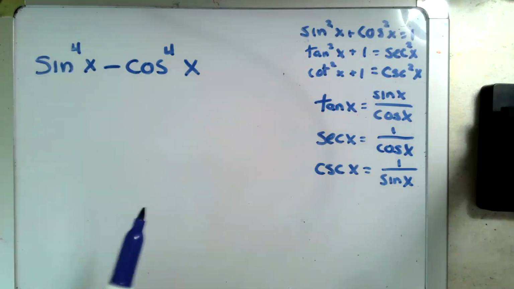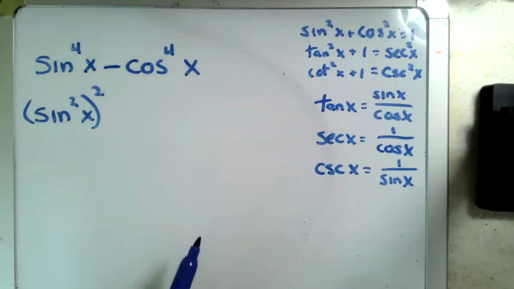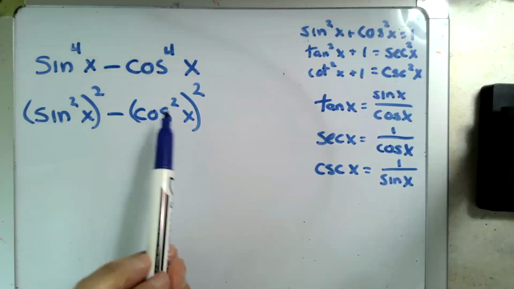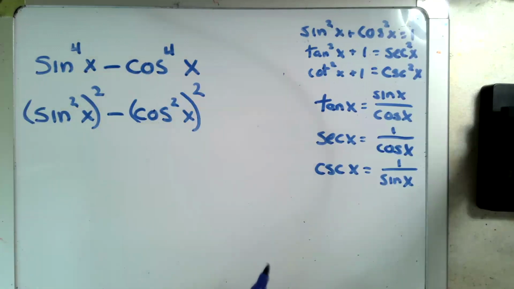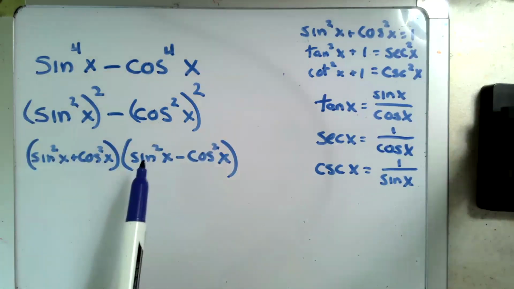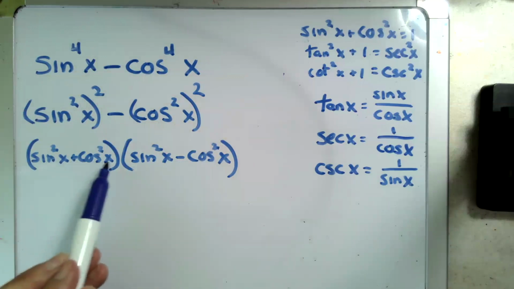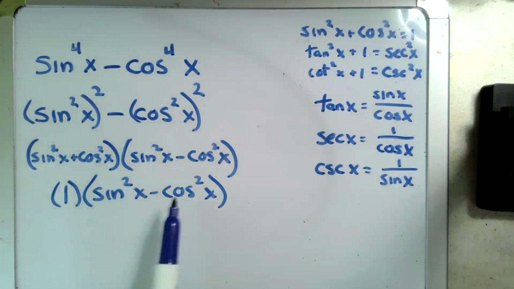Sine to the fourth x could be rewritten as sine squared x, squared. And cos to the fourth x can be written as cos squared x, squared. And in a difference of squares, I know my factorization, do you? Here we go. Sine squared x plus cos squared x times sine squared x minus cos squared x. Okay, sine squared x plus cos squared x, that's 1. 1 times sine squared x minus cos squared x.